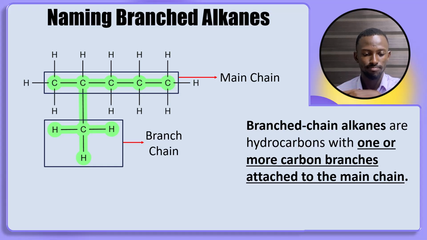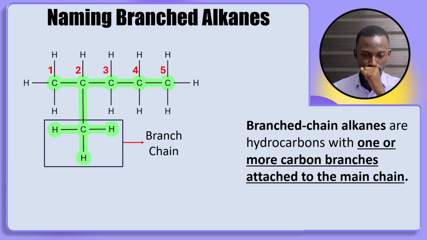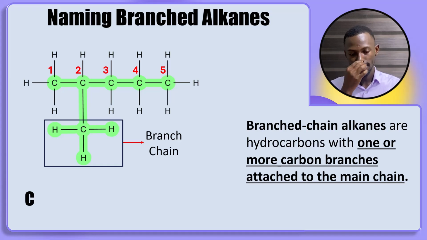Good. So now let's look at how to name them. You can see that for this one, the main chain has 5 carbons, and the branching is attached to the second carbon. If you want to represent this, what we have on the screen is the displayed formula.